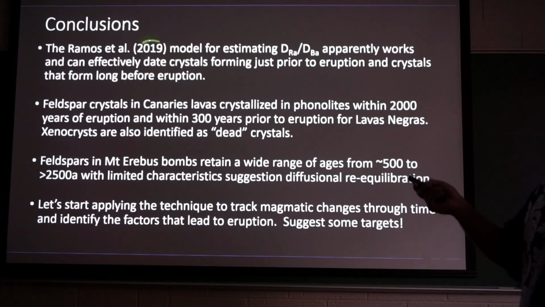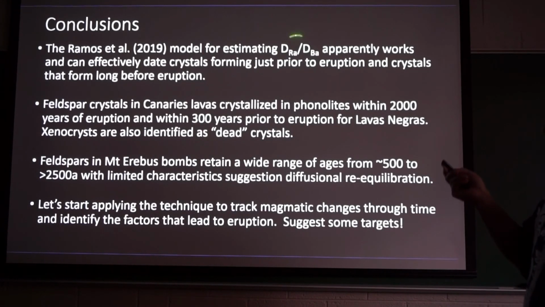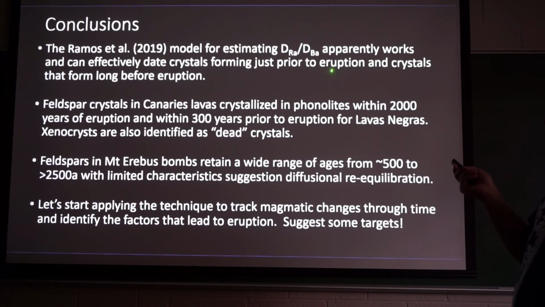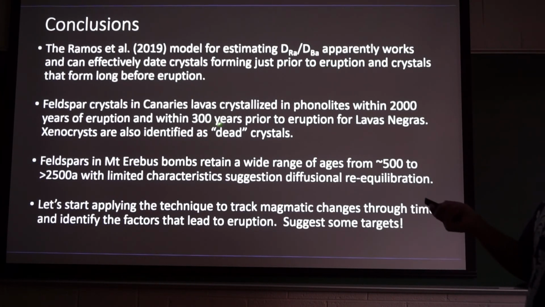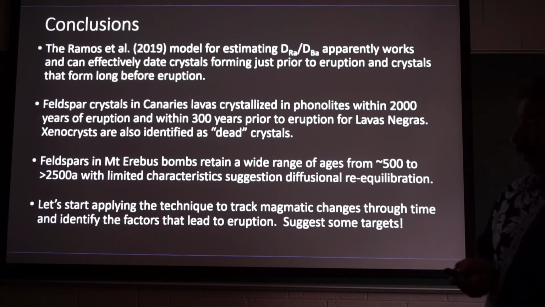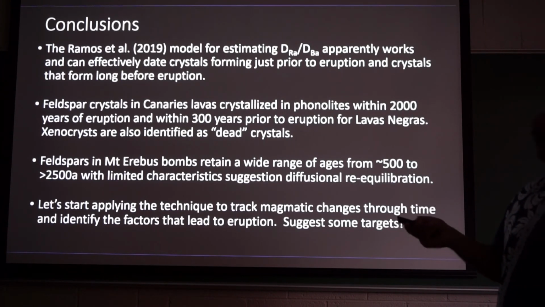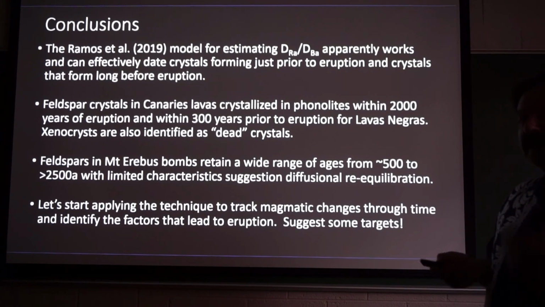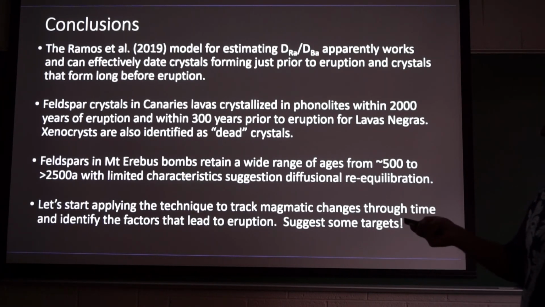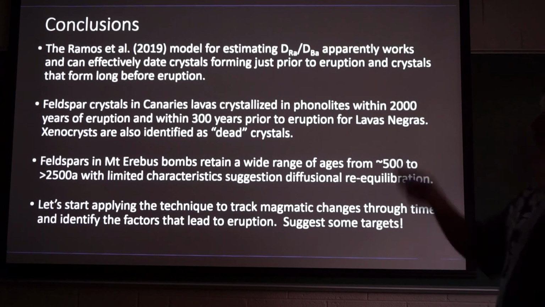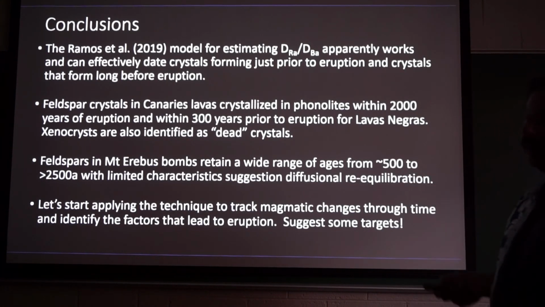So, conclusions. The Ramos et al. 2019 model that estimates the D-radium/D-barium apparently works. We can effectively date crystals that formed immediately prior to eruption and older crystals. In the Canaries, we have those crystals that look like they formed probably within 300 years of eruption. But in another flow, we identify both phenocrysts at 4,000 years and radium-dead crystals to understand the petrology of these rocks. At Mount Erebus, we get a wide range of ages from 5 to 2,500 years with minimal suggestion of diffusional re-equilibration. So at this point, we are ready to work this technique.